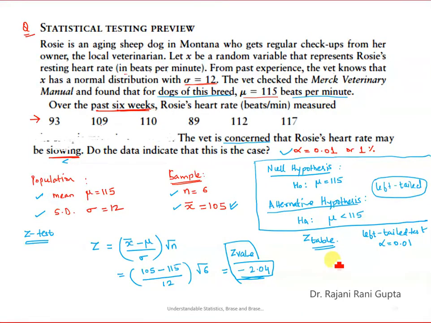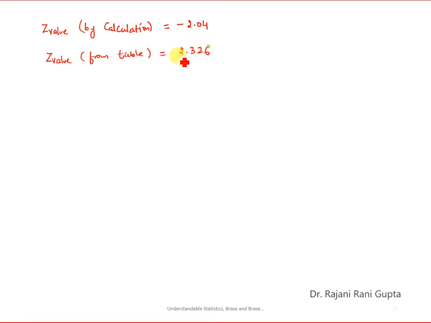So we got the value from the table as 2.326. Let's write down these things. Z value by calculation is minus 2.04. Z value from table is 2.326. How do we get the value from the table? We look for alpha equal to 0.01 and one tailed test. Now we are going to work on this.